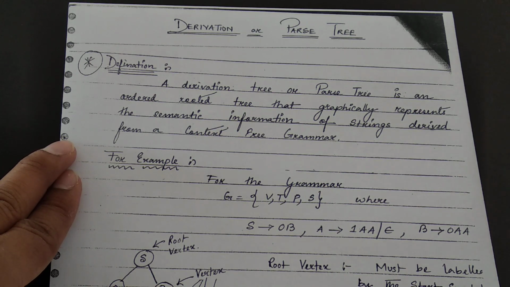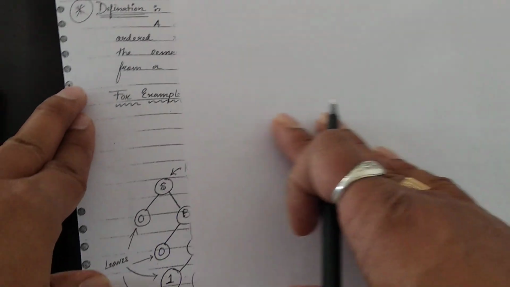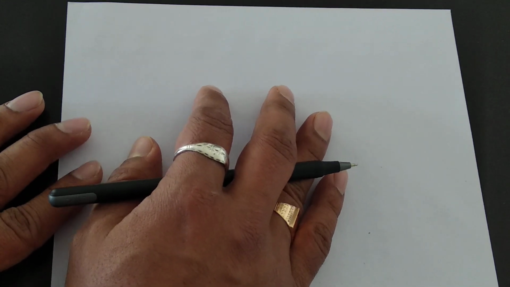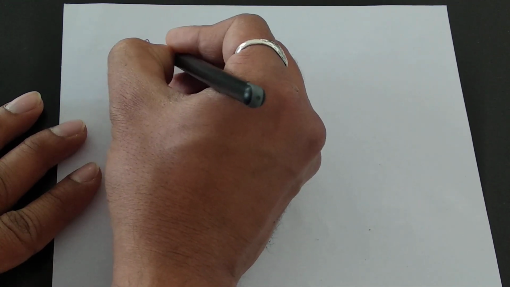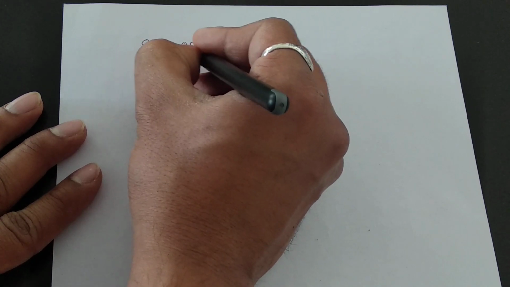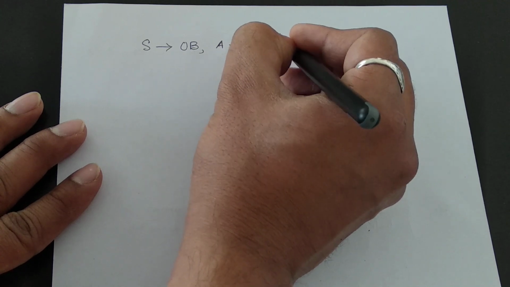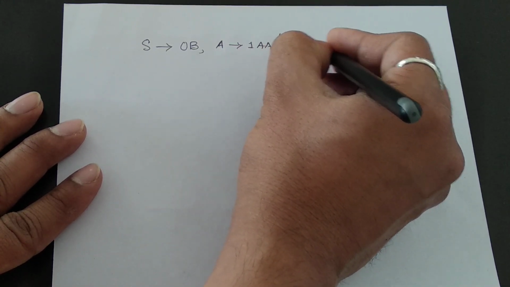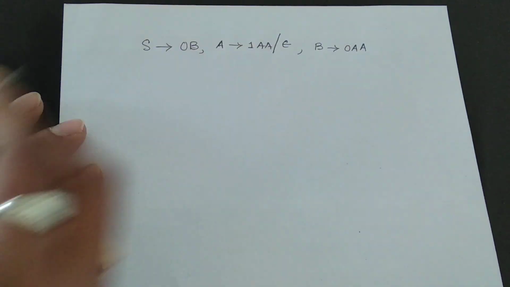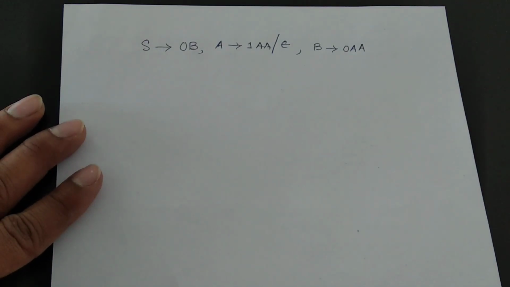So I will write down this production. The production is given to you as S tends to 0B, A tends to 1AA or epsilon, and one more, B tends to 0AA. Okay, this is the production given to you. Now you have to derive a string by using a derivation tree.